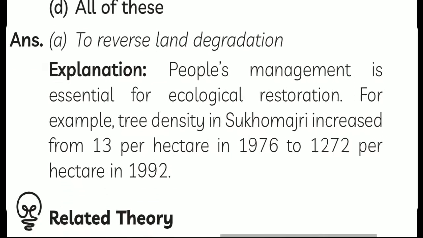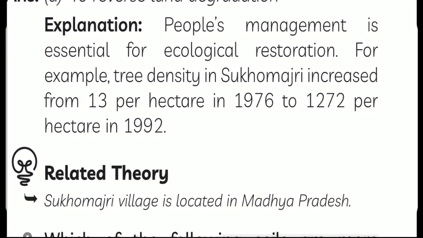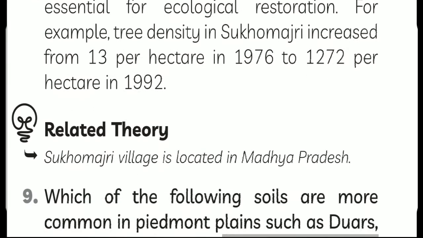And the explanation for this question is, people's management is essential for economic restoration. For example, tree density in Sukhomajri increased from 13 per hectare in 1976 to 1272 per hectare in 1992. So related to this question, Sukhomajri village is located in Madhya Pradesh.